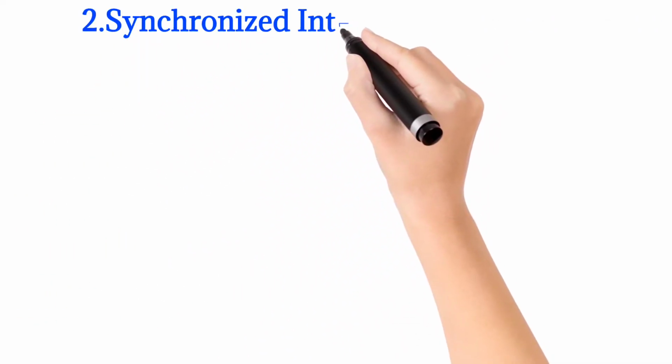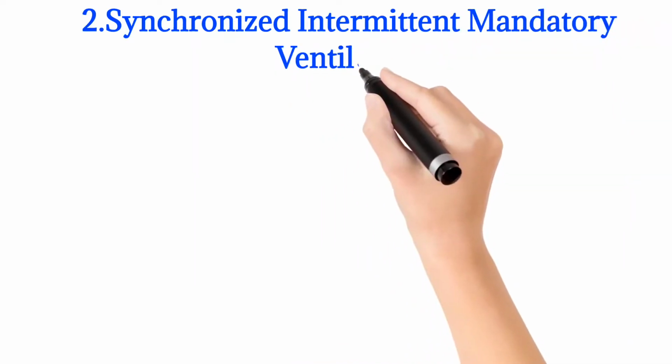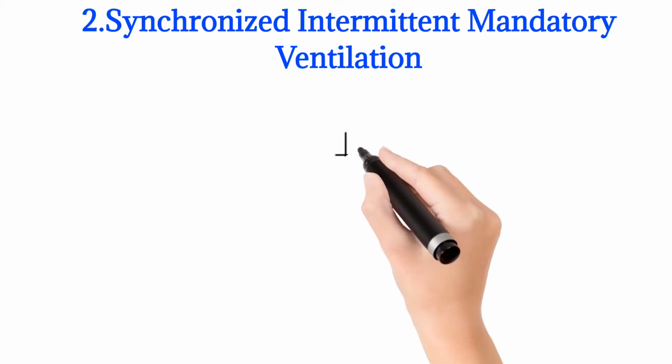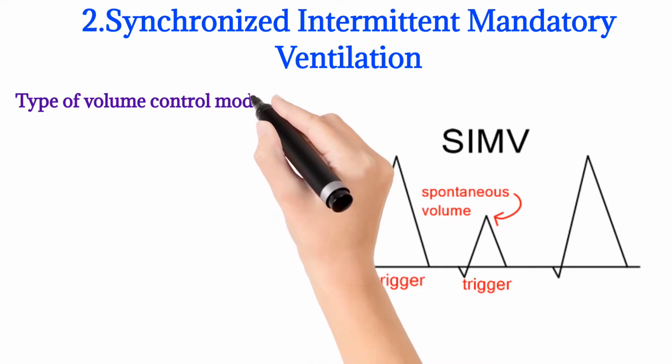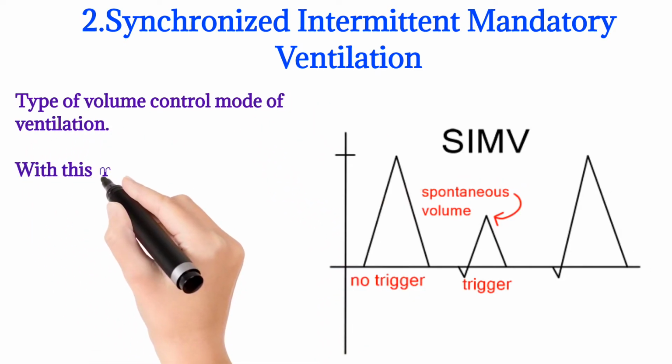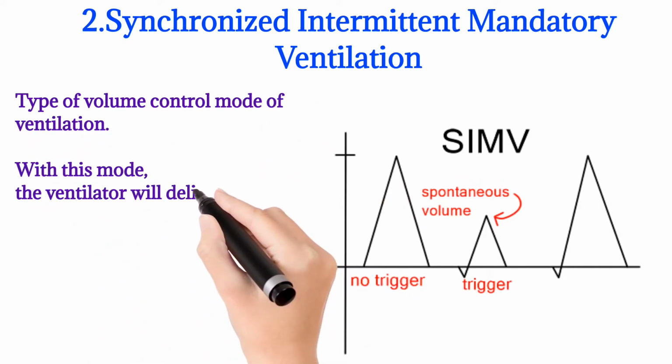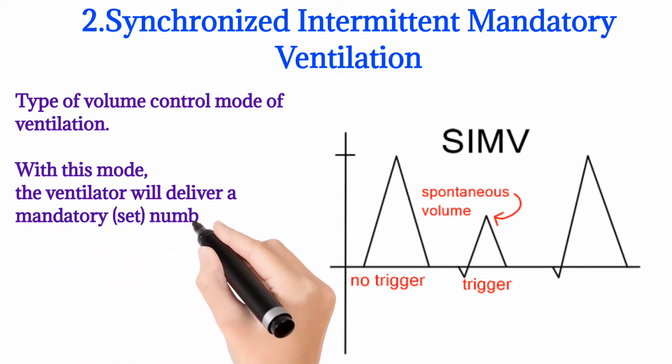Synchronized intermittent mandatory ventilation, SIMV, is a type of volume control mode of ventilation. With this mode, the ventilator will deliver a mandatory, set number of breaths with a set volume while at the same time allowing spontaneous breaths.